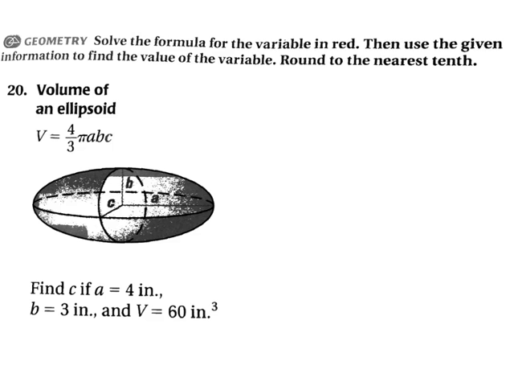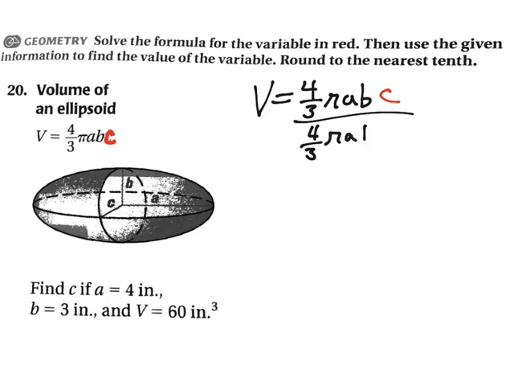Last one here is a little more difficult. It says we're going to solve this for the red one, which is going to be our c in this case. Okay? Then use the given information to find the value of the variable. So we're going to solve this for c, and we've got the volume equals 4/3 pi a b c, and c again is the one we're solving for. What I would do here, this is all multiplied by it, so we can just divide by it. 4/3 pi a b divided by 4/3 pi a b.